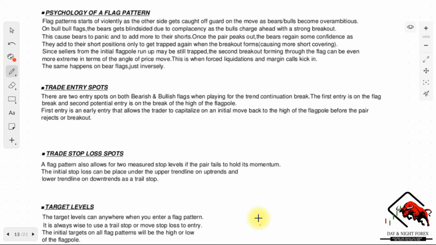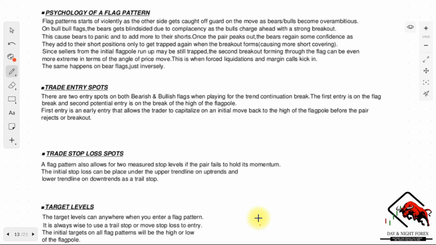So where should you actually put your stop loss spots? A flag pattern also allows for two measured stop loss levels. If the pair fails to hold its momentum, the initial stop loss can be placed under the upper trend line on uptrends and the lower trend line on downtrends as a trail stop. So as we showed you earlier when we were demonstrating that. As for target levels, which is our take profit, the target levels can be anywhere when you enter a flag pattern. It is also wise to use a trail stop or move stop loss to the entry point.